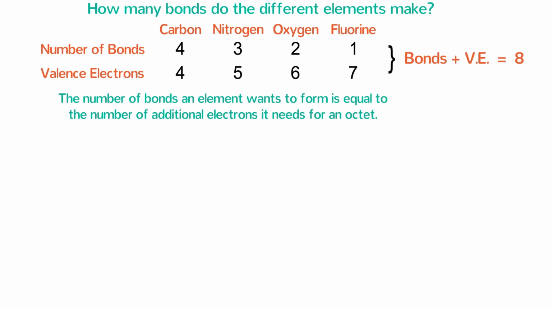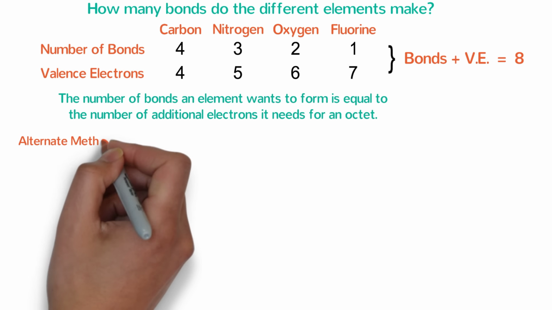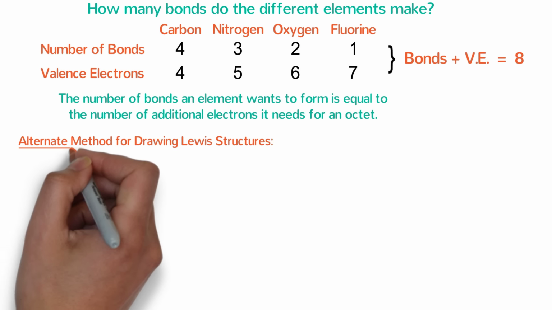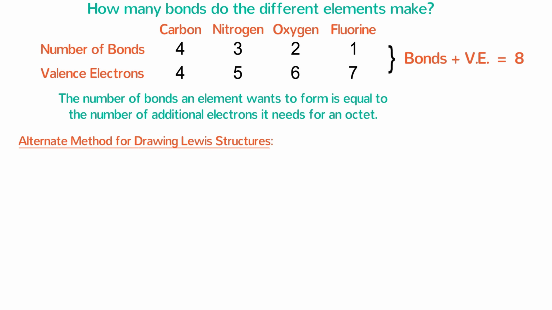This interesting observation allows us to use an alternate method for drawing Lewis structures that is faster. However, this alternate method doesn't always work because atoms sometimes form a different number of bonds and atoms sometimes do not achieve a full octet. Regardless, let's see how this alternate method works.